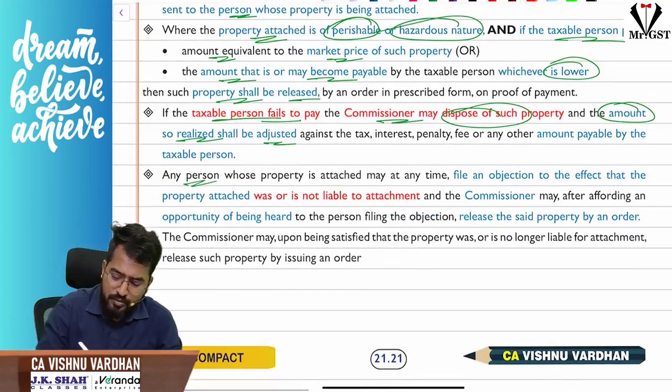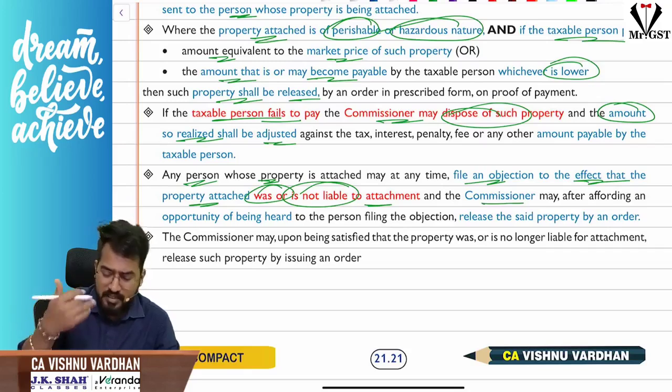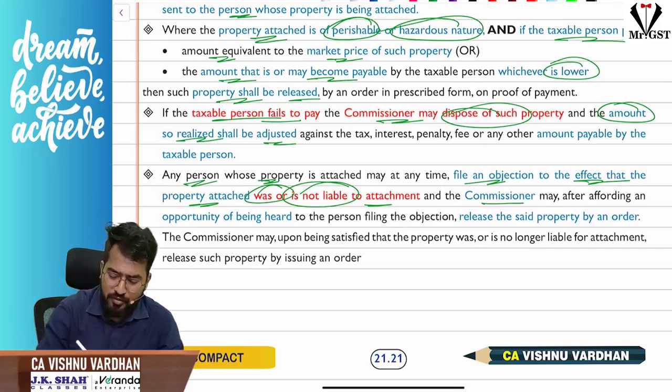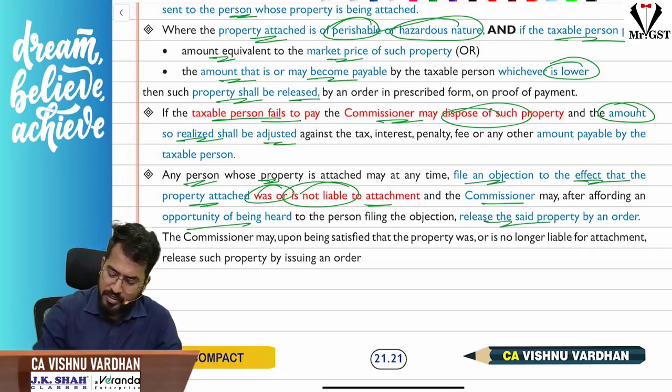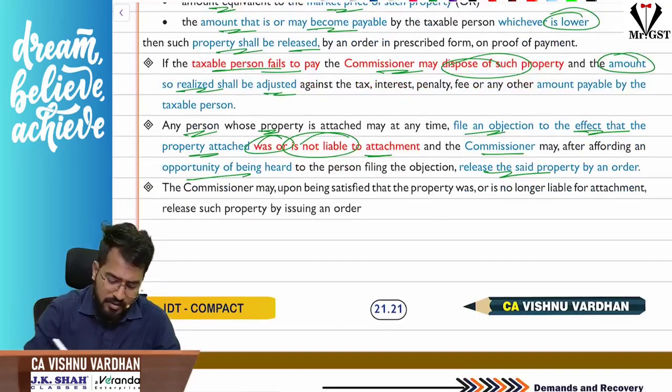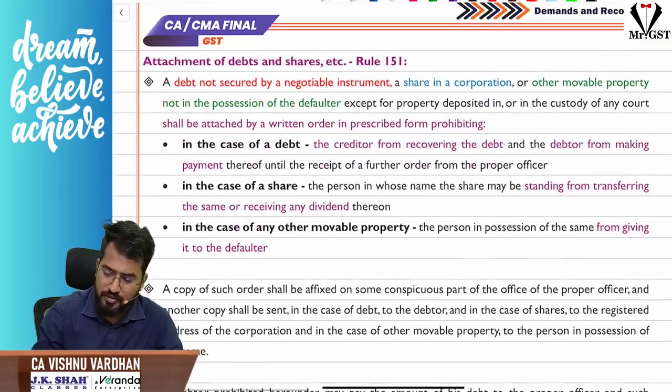And if any person whose property is attached files an objection at any time to the effect that the property attached was or is not liable to attachment, the commissioner obviously will consider that submission and give him an opportunity of being heard, and if he finds that the objection is valid, then he will release the said property. Otherwise, if the commissioner is also satisfied that the property is no longer liable for attachment, then also he will release the property and issue the order accordingly.